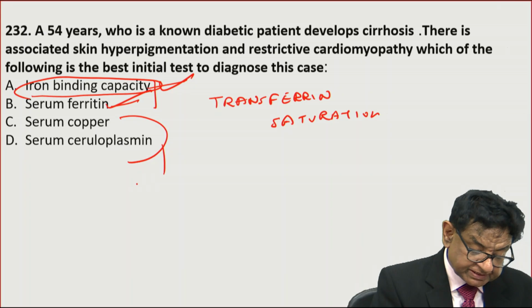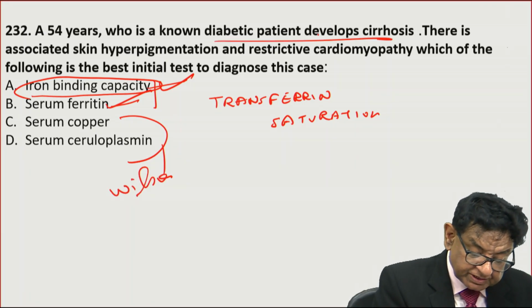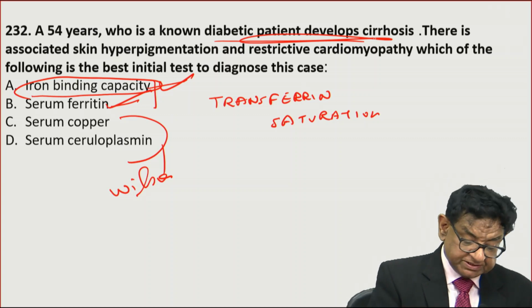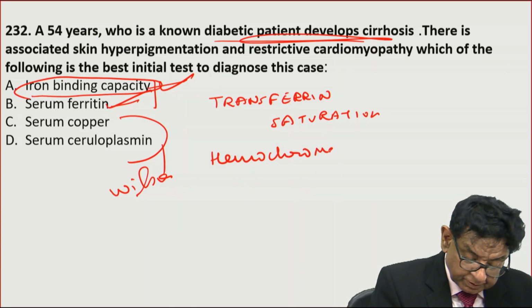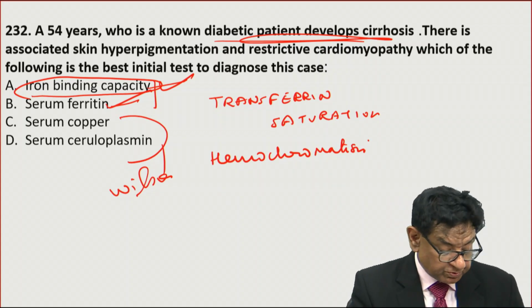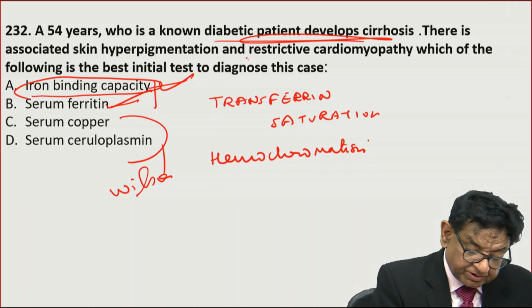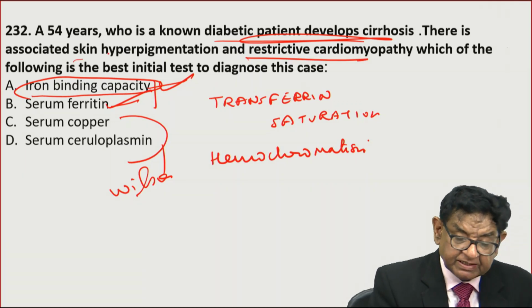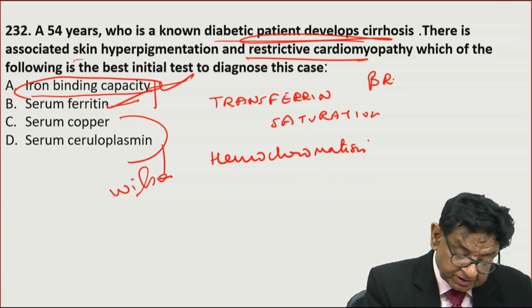These 2 we do for Wilson disease. But what is the condition? Cirrhosis. Pigmentation. This is hemochromatosis. Primary hemochromatosis leads to this problem. This excess of iron leads to restrictive cardiomyopathy as well as diabetes with cirrhosis, the so-called bronze diabetes. Bronze diabetes.